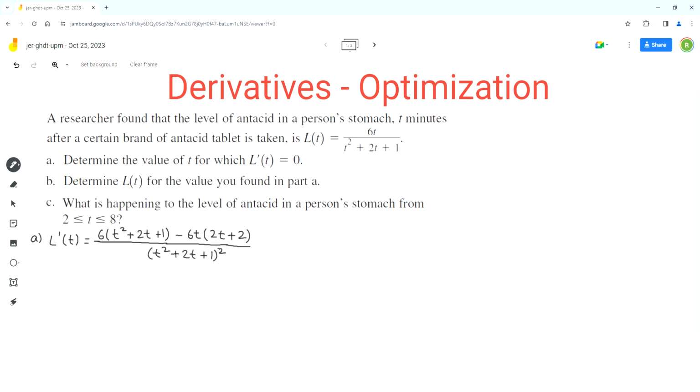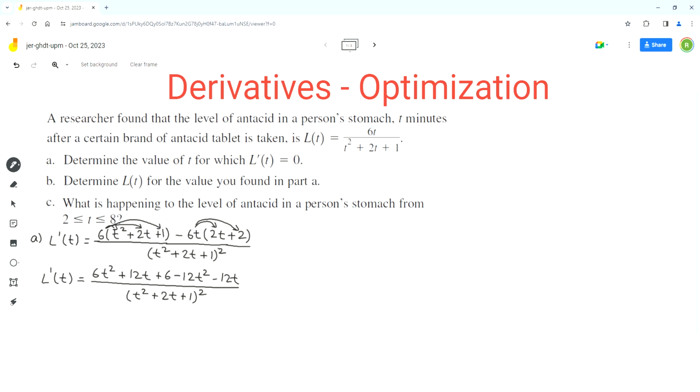Now we can simplify this expression. In the first part, we can distribute the 6 into the parentheses, and in the second part, we can distribute negative 6t into the parentheses. So we get L prime of t equals 6t squared plus 12t plus 6, then minus 12t squared, then minus 12t, over t squared plus 2t plus 1, squared.